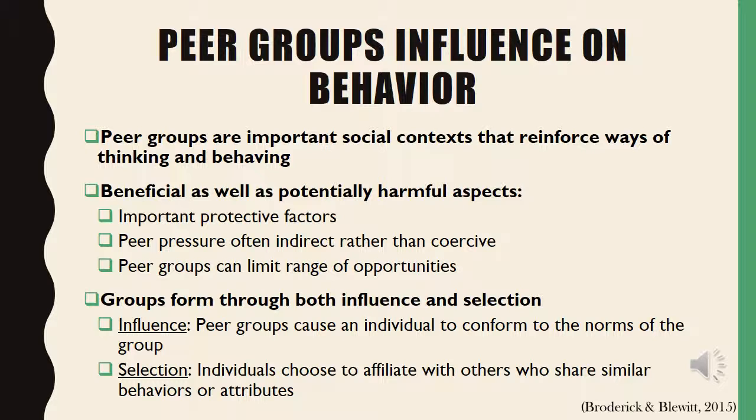And then these groups are forming through both influence and selection. So peer groups are influencing and causing individuals to conform to the norm of the group, but then individuals are also choosing whether or not they want to affiliate with others that share similar behaviors and attributes. So it's a both-and with how groups form, and then whether or not a child, teen, or adolescent would choose to identify with that type of group.